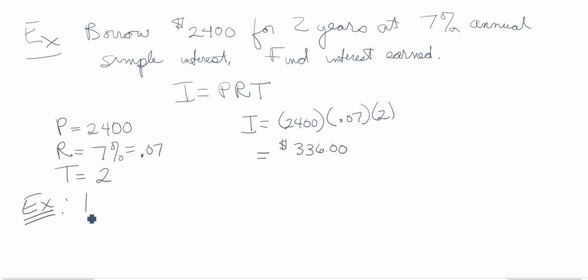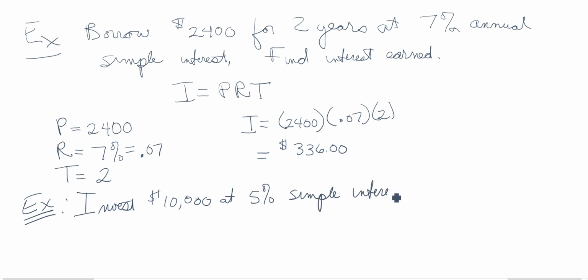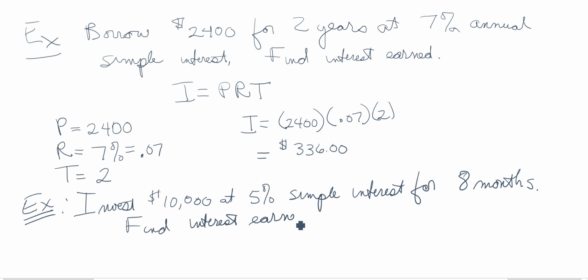Let's look at a couple more examples. This time, let's say we invest $10,000 at 5% simple interest for 8 months, and we want to find the interest earned. Oh, up here, this shouldn't say earned. Sorry about that. It's a loan.